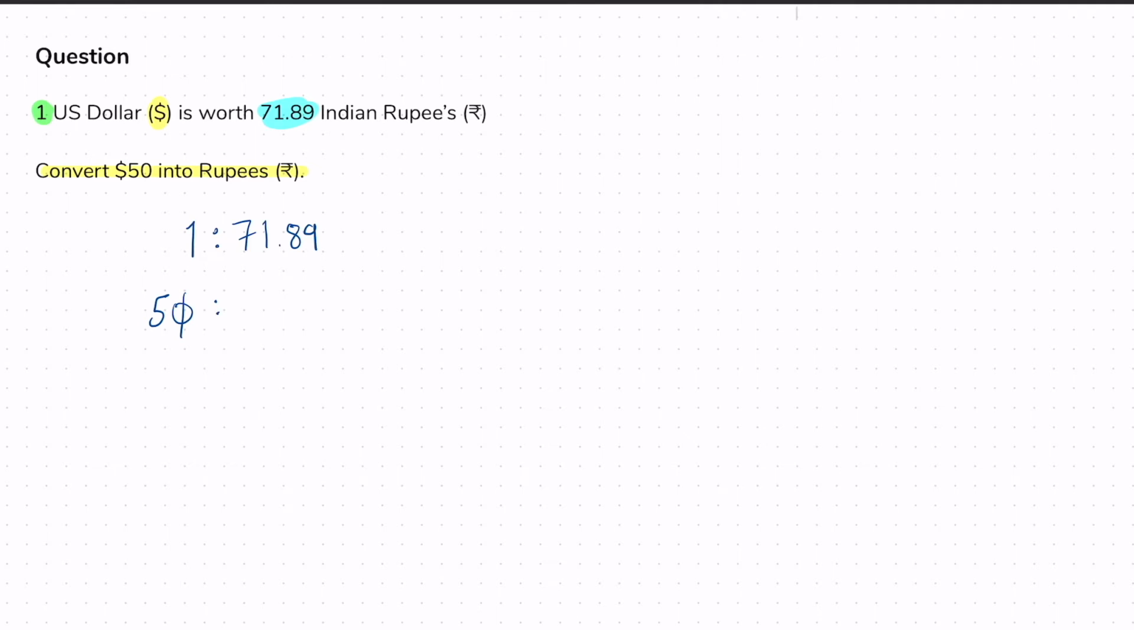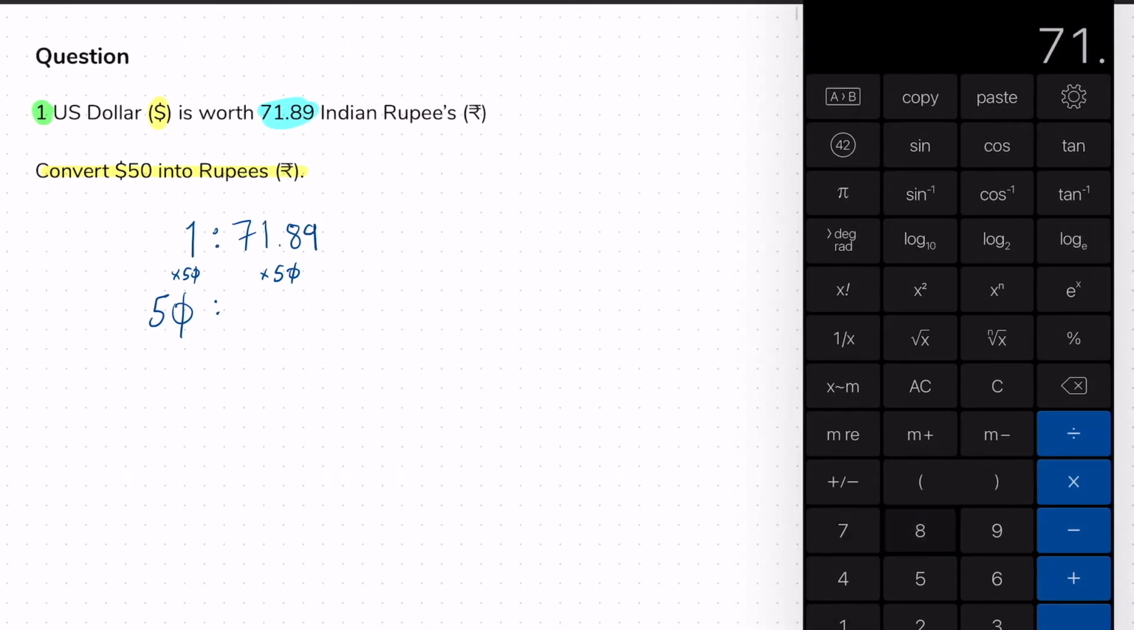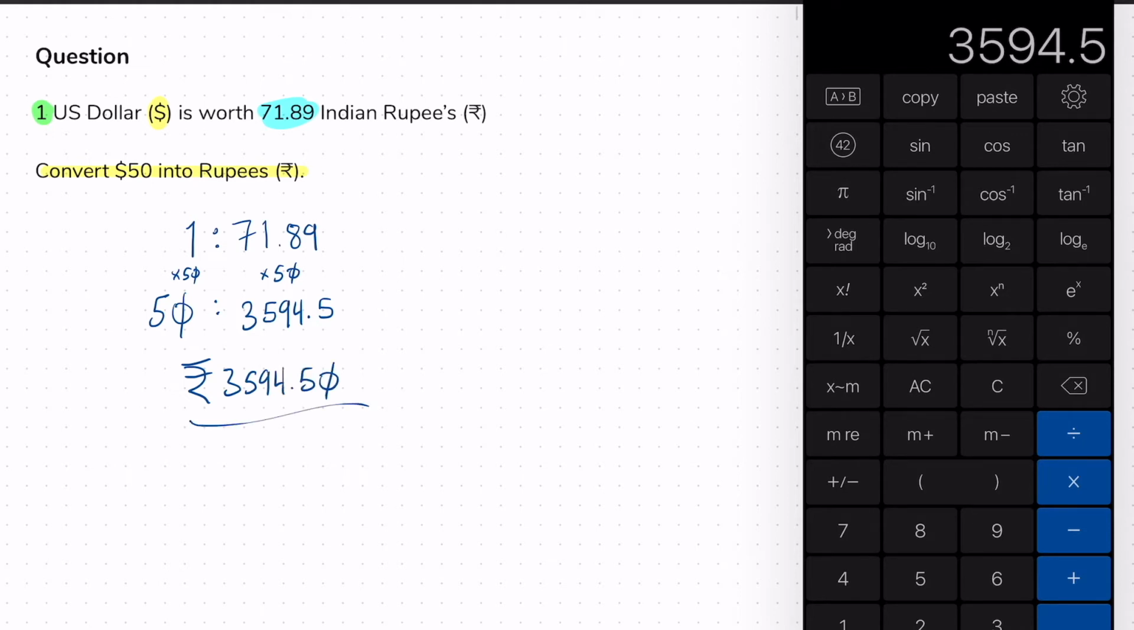do the same scaling to the right-hand side as I've done to the left-hand side. So to go from 1 to 50, I multiply by 50. So I have to do the same on this side here. So 71.89 times 50, 3,594.5. But because this is money, we want to give the answer to 2 decimal places. 3,594 rupee 0.50.